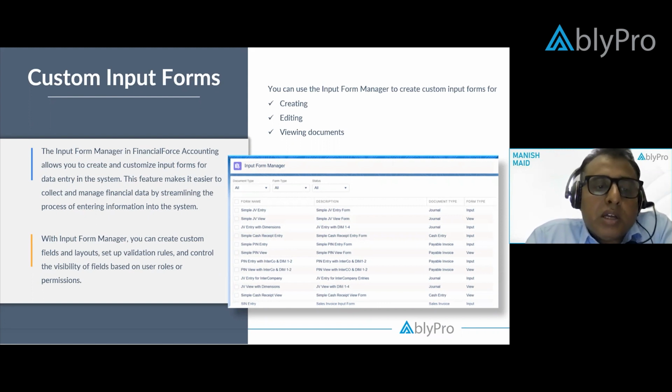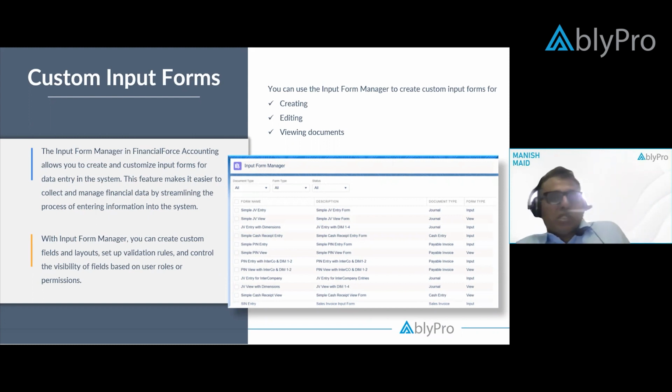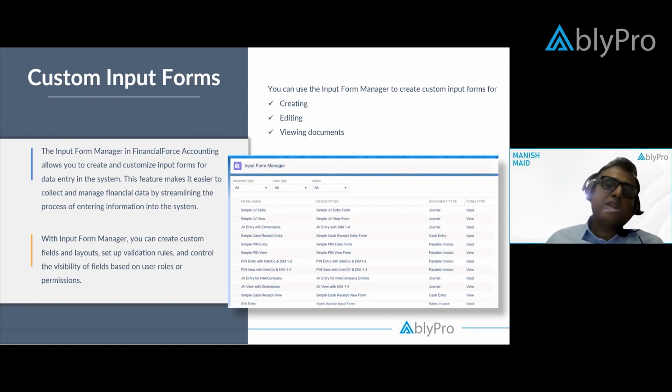They allow us to define our own pages while we're creating these documents. And this gives an immense capability to the user to enhance their perceptual value. They can perceive things here in a better manner, and they can utilize things in a better manner. So we can use these custom input forms for creating pages, for editing pages, or for viewing pages.